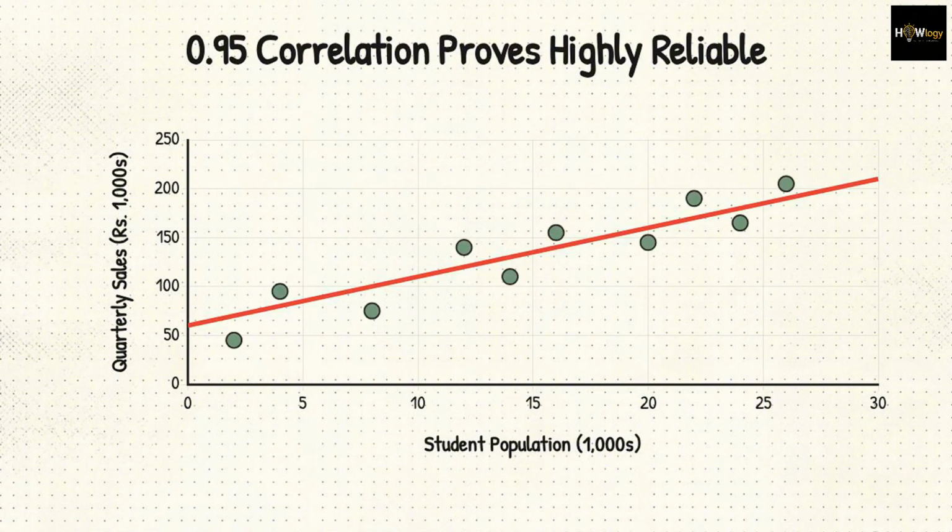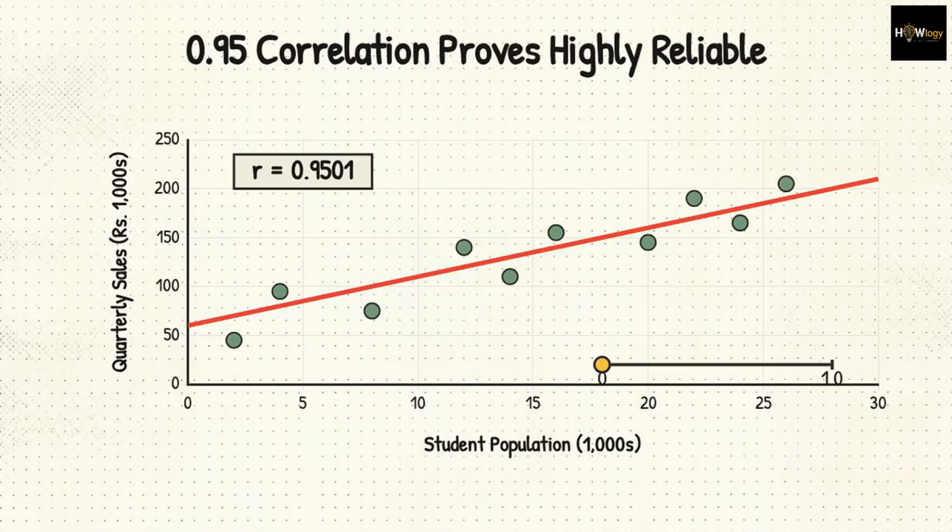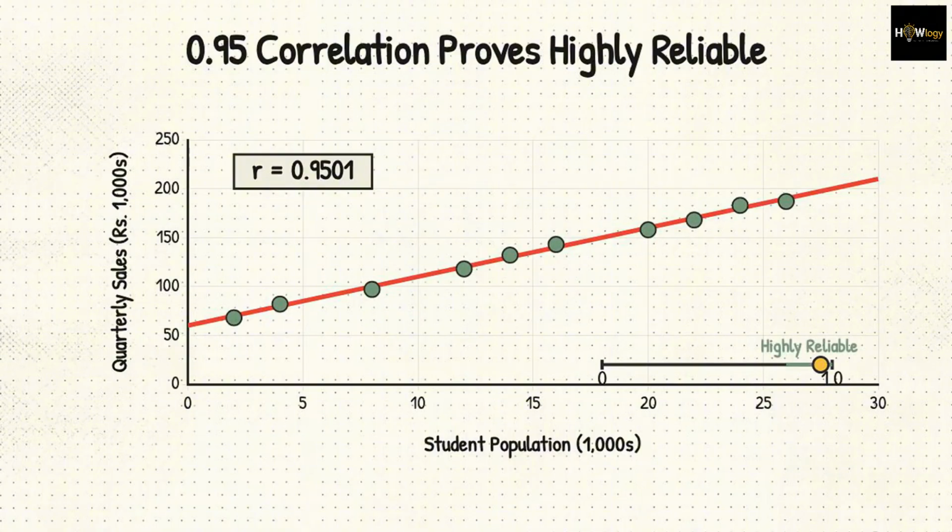If we run the correlation formula on our pizza restaurant dataset, we get an R value of 0.9501. In statistics, a perfect correlation is exactly 1.0. Because our score of 0.9501 sits so close to 1, it proves that the actual data points rest extremely tight against the trend line, making our prediction highly reliable.